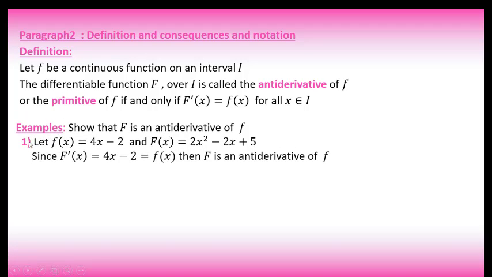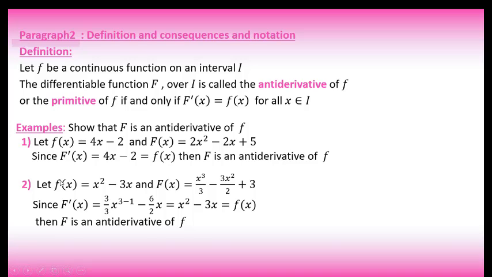Example. Direct examples. Example number 1. Given f of x and capital F of x. Aim is to show that capital F of x is the antiderivative. Simply make a derivative of capital F. Now, derive capital F of x: 4x minus 2 equals small f of x. Conclusion, capital F is called antiderivative of small f.